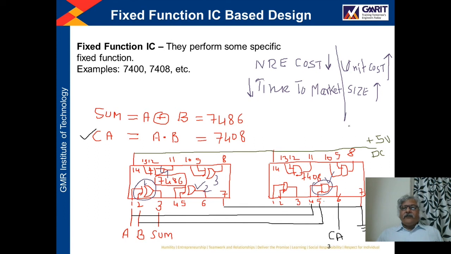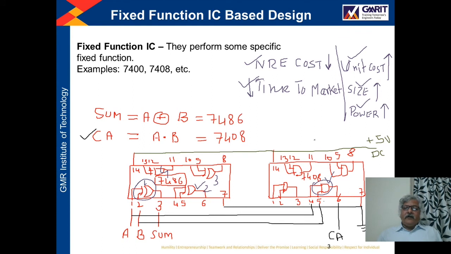Now what about the power consumption? The power dissipation of this particular circuit is more, because we have two different ICs. Both ICs are operating at plus 5 volt, so both will consume their own power. So power dissipation will be more. Here we have seen that there are a few advantages of using this technology: NRE cost is low and time to market is low. But there are some disadvantages also: unit cost is high, size of the design is high, and power consumption is high.